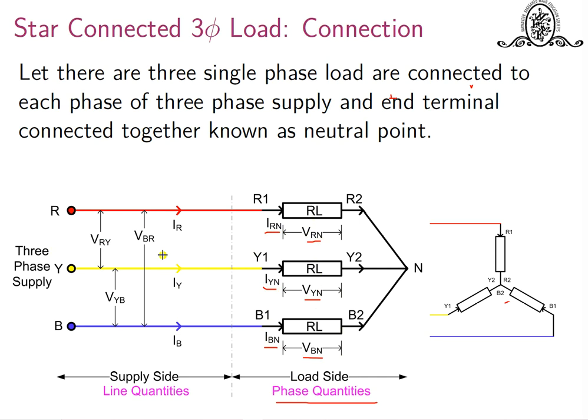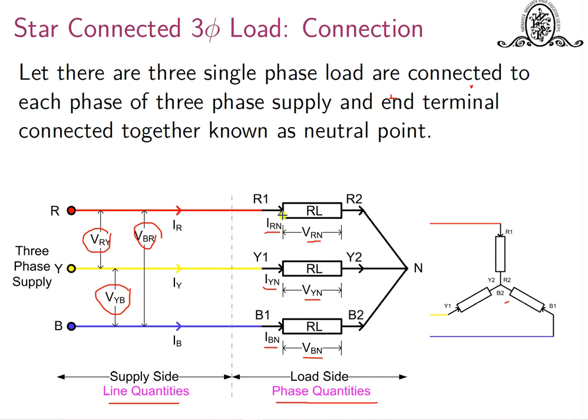Looking towards the supply side, the supply side quantities are always mentioned as line quantities. Between two points of the supply, R and Y, the voltage is VRY. Between Y and B, the voltage is VYB. And between B and R, the voltage is VBR. The currents carried by the lines are IR, IY, IB. So look here carefully.